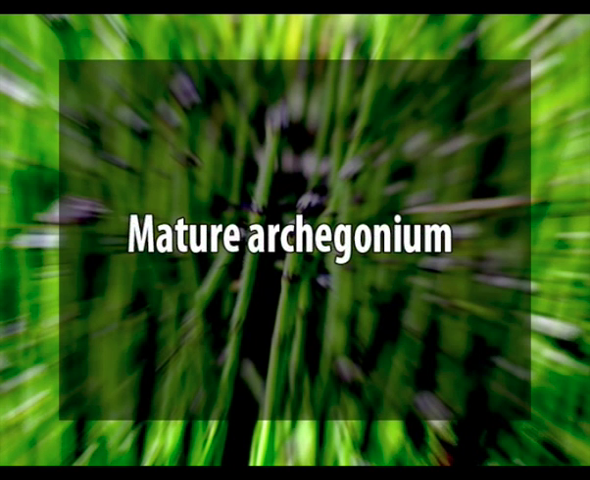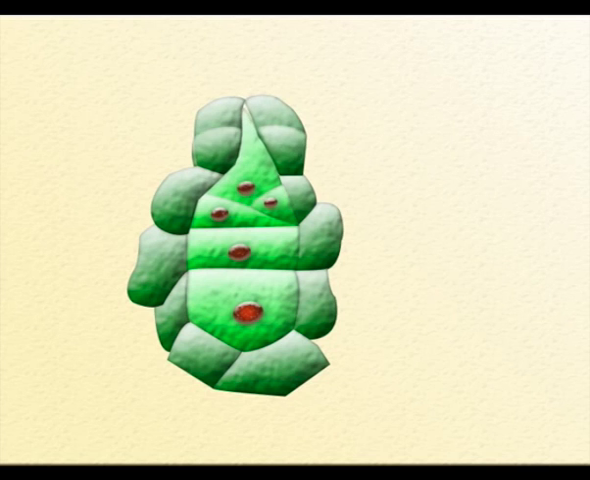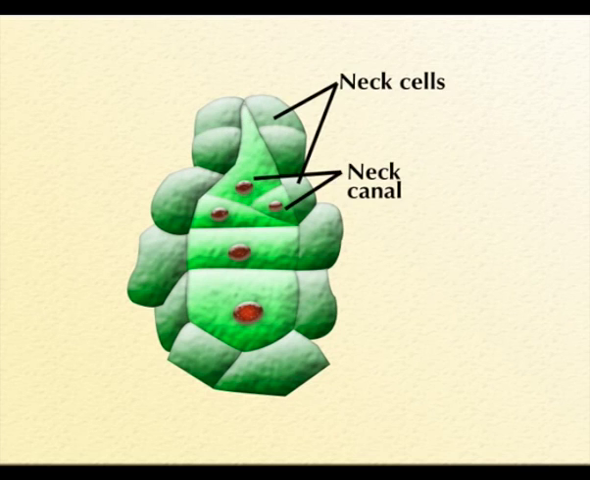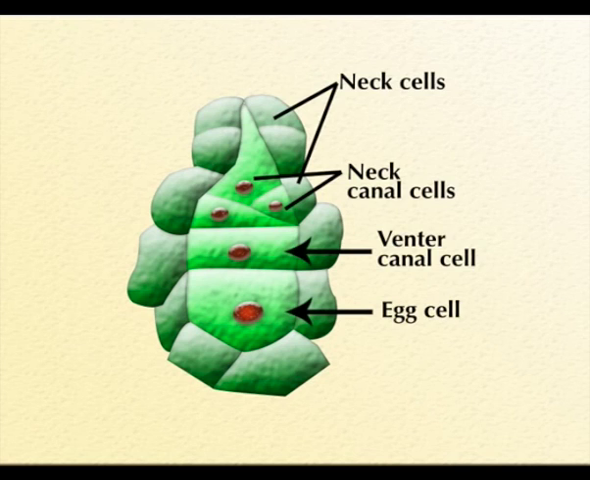The mature archegonium has a small neck and a swollen base. The neck is made up of 3 to 4 tiers of neck cells. Each tier usually has 4 cells. The neck canal has 1 or 2 neck canal cells. The swollen basal part of archegonium has a ventral canal cell and an egg. The neck of archegonium usually projects above the surface of the prothallus.